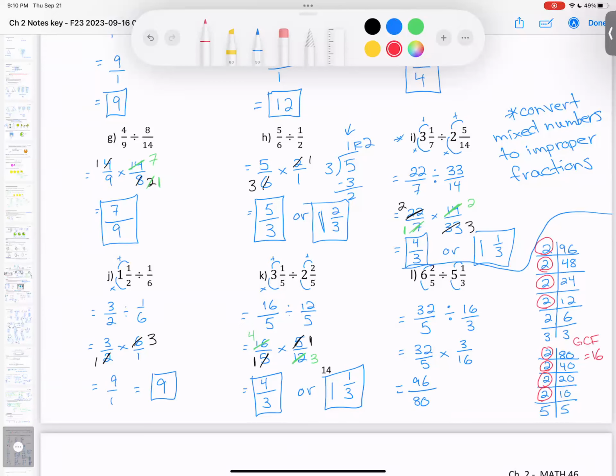So that means to get my fraction in lowest terms, I have to divide the top and bottom by 16. And so I get 96 divided by 16, which is what? 6 over, and 80 divided by 16 gives me 5. Or I could write that as 1 and 1/5 if I wanted to.